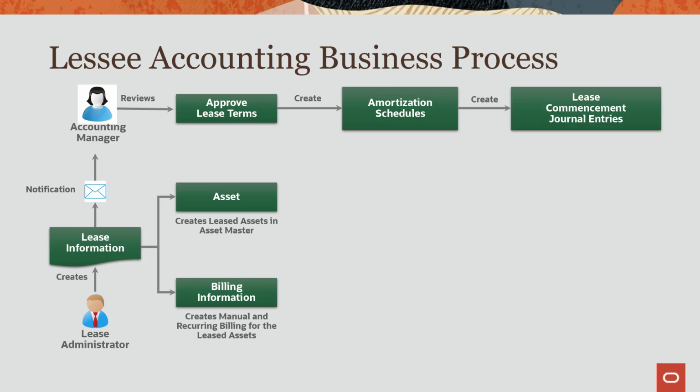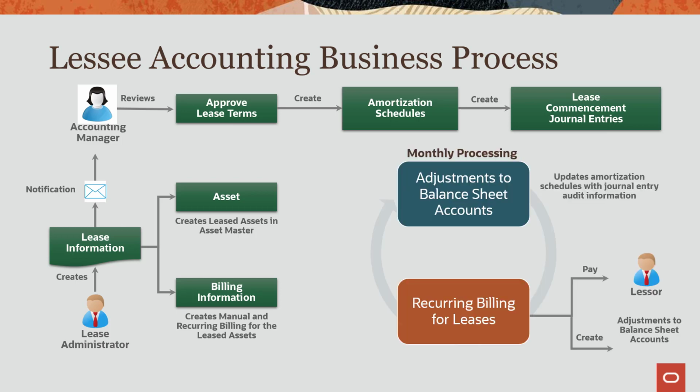Once the amortization schedules are created, you generate the lease commencement journal entries, which provide the initial lease liability and ROU asset journal entries you need to account for your leased assets. You then process the monthly recurring billing information for your leases. Additionally, you perform a monthly balance sheet lessee accounting process to create the journal entries that are needed to adjust the lease liability, ROU assets, and other accounts.